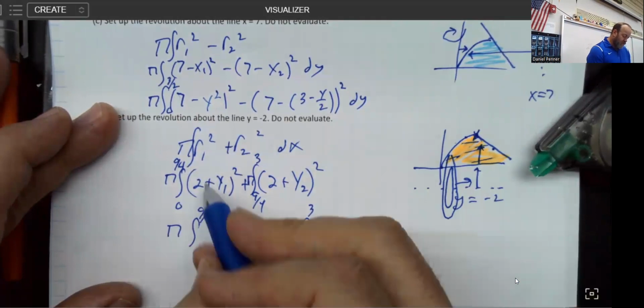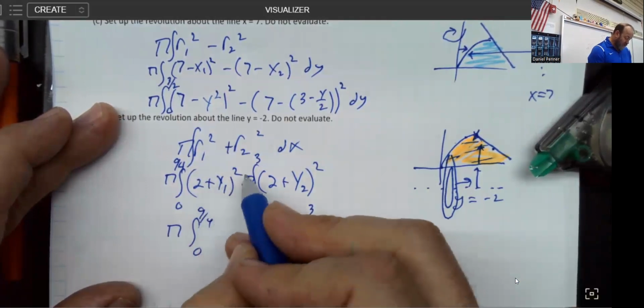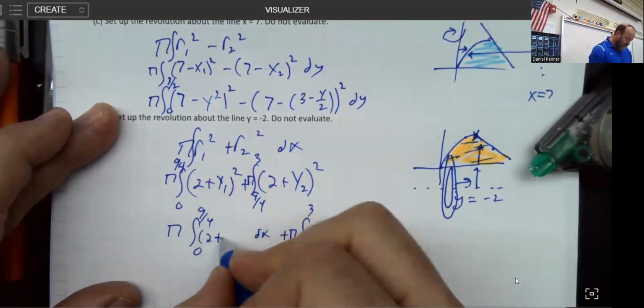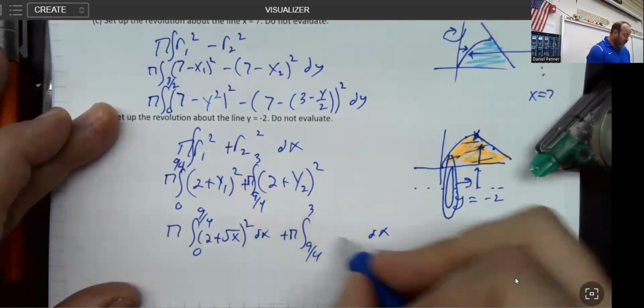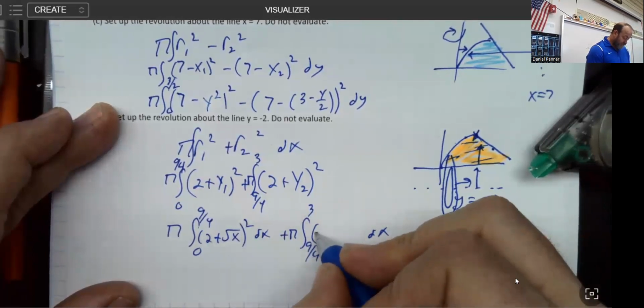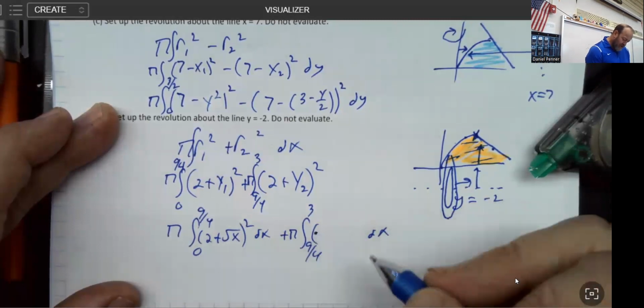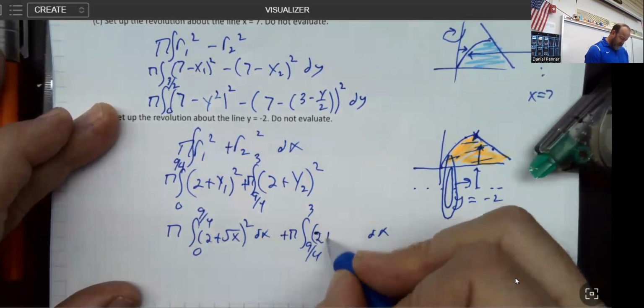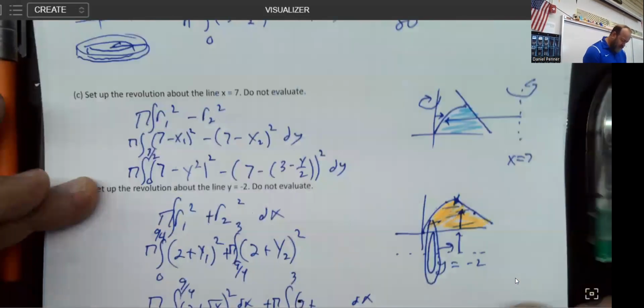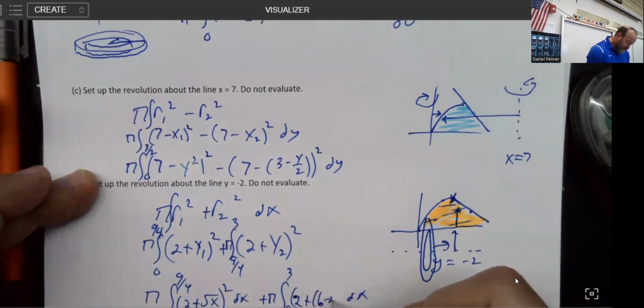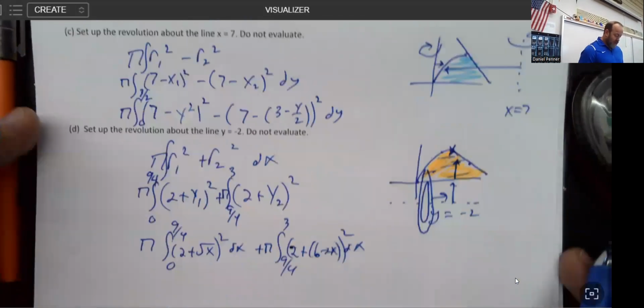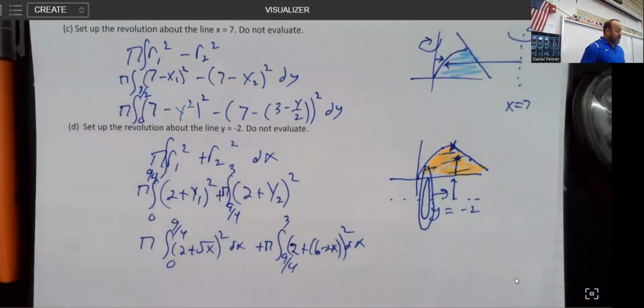But instead of going 2 plus y1 squared, we're going to go 2 plus the square root of x, squared. And over here, we're going to go, let me see what I did on this one, plus 2 plus the other y value, which was 6 minus 2x, squared. And I have set that up. I have chosen not to evaluate it, but my understanding is I believe I have set that up correctly.